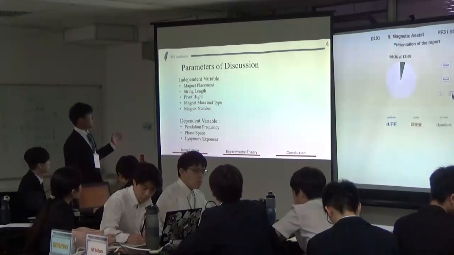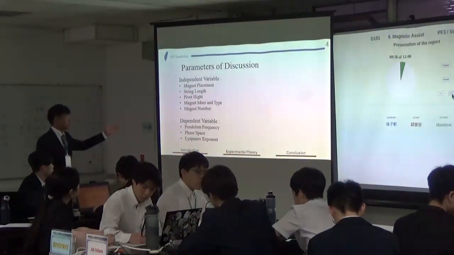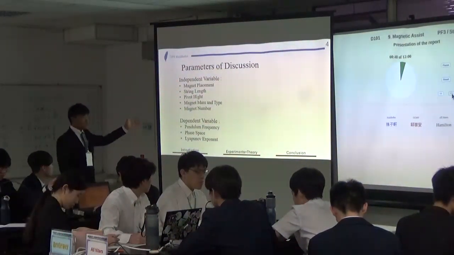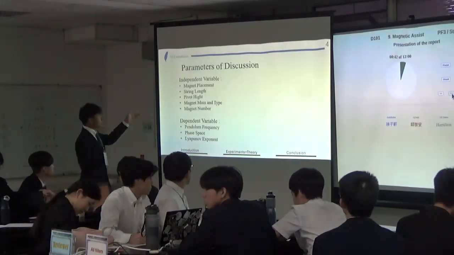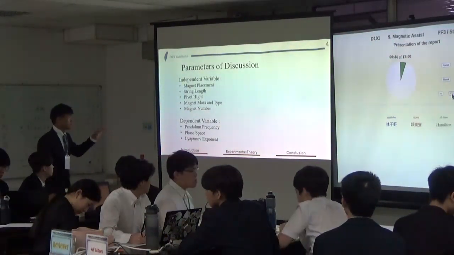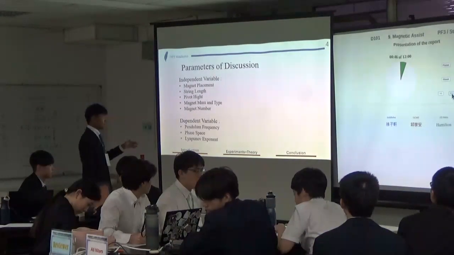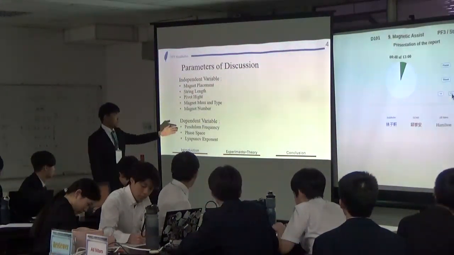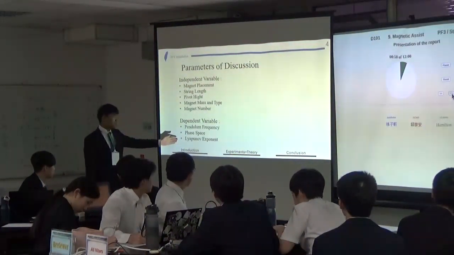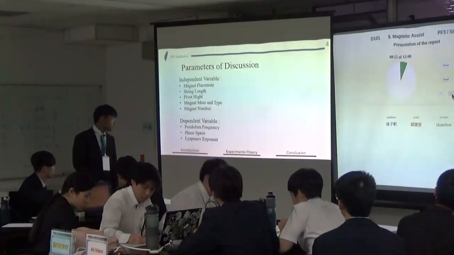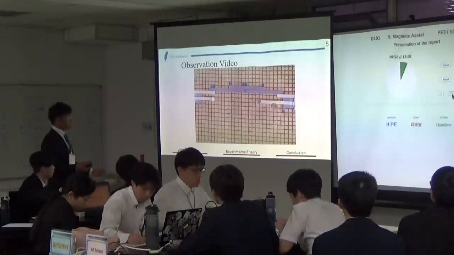This is the parameter of discussion. We have the variables: the magnet mass, the string mass, the pendulum height, the magnet mass and height, and the magnet number. We also have the dependent variables: the pendulum frequency, the phase, and the exponent. So let's look at our application video.